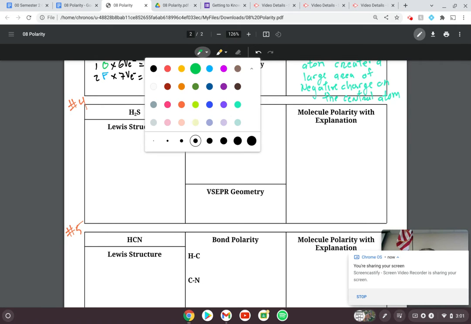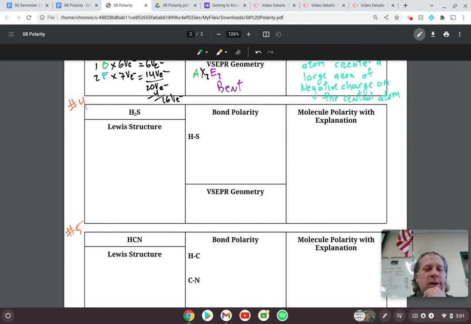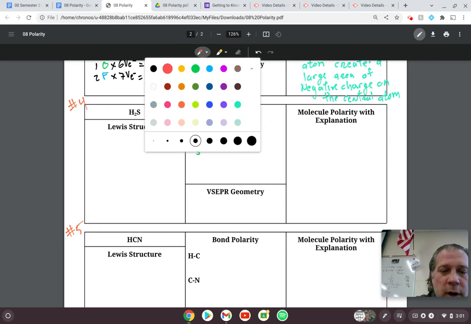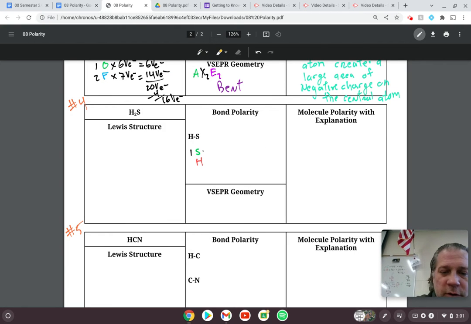All right, so we're going to do problem number 4 on worksheet 8, molecular polarity. So this is H2S. We're going to start by identifying how many valence electrons we have. So we have sulfur, and we have 2 hydrogens. So I'm going to figure out my valence electrons: 1 sulfur times 6 valence electrons, and 2 hydrogens times 1 valence electron. So that's 8 valence electrons.